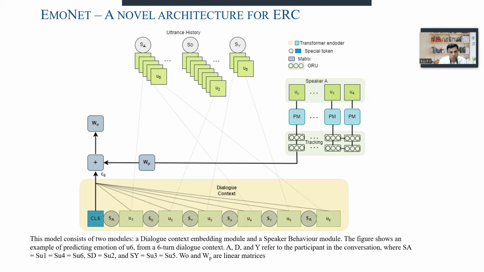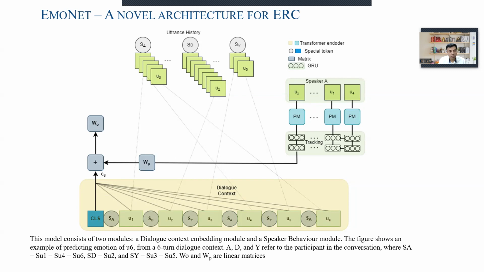Now come back to the mid right block. For the speaker behavior, we have taken utterances of speaker A from this dialogue as well as the historical utterances. This is given to the pre-trained language model. Here, my choice was RoBERTa. Then the output of this is given to a GRU, that is the lowermost block of this speaker behavior. And this GRU output is again concatenated with the RoBERTa output from the dialogue context.